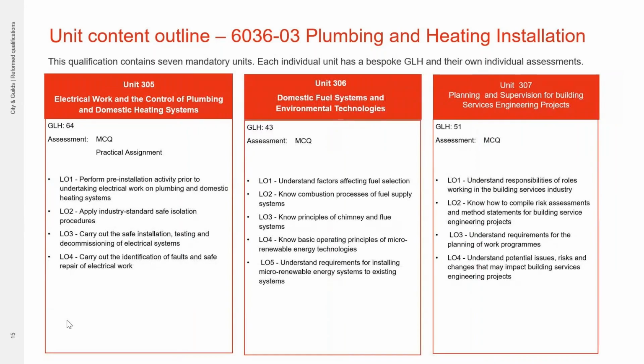Moving on, we've got Unit 305, which is electrical work and control of plumbing and domestic heating systems. This has a recommended guided learning hours of 64. Assessment is via multiple choice questioning with a practical assignment. Unit 306 is domestic fuel and environmental technologies. Guided learning hours of 43, assessment via multiple choice questioning. And finally, Unit 307, planning and supervision for building services engineering projects. The recommended guided learning hours is 51, and its assessment is via multiple choice question.